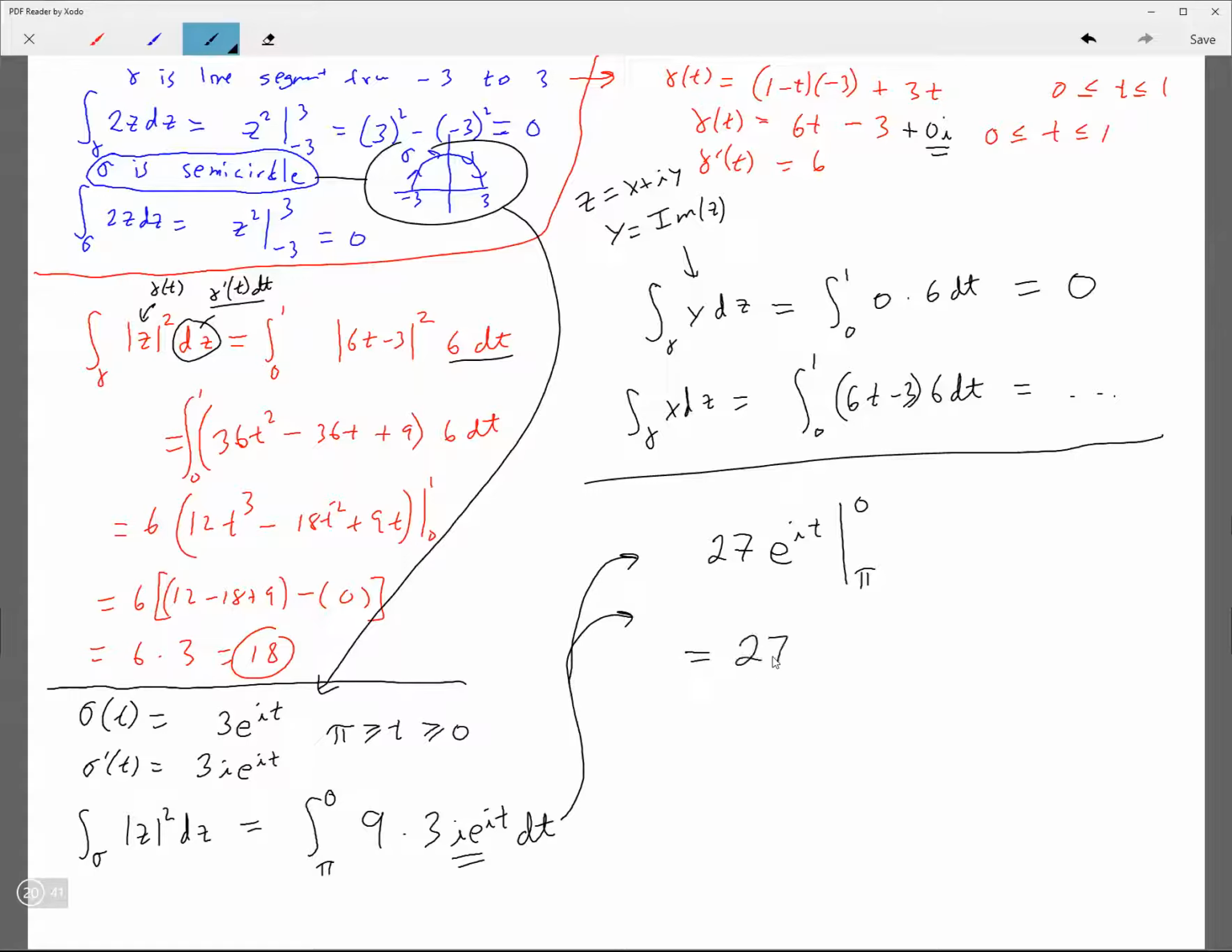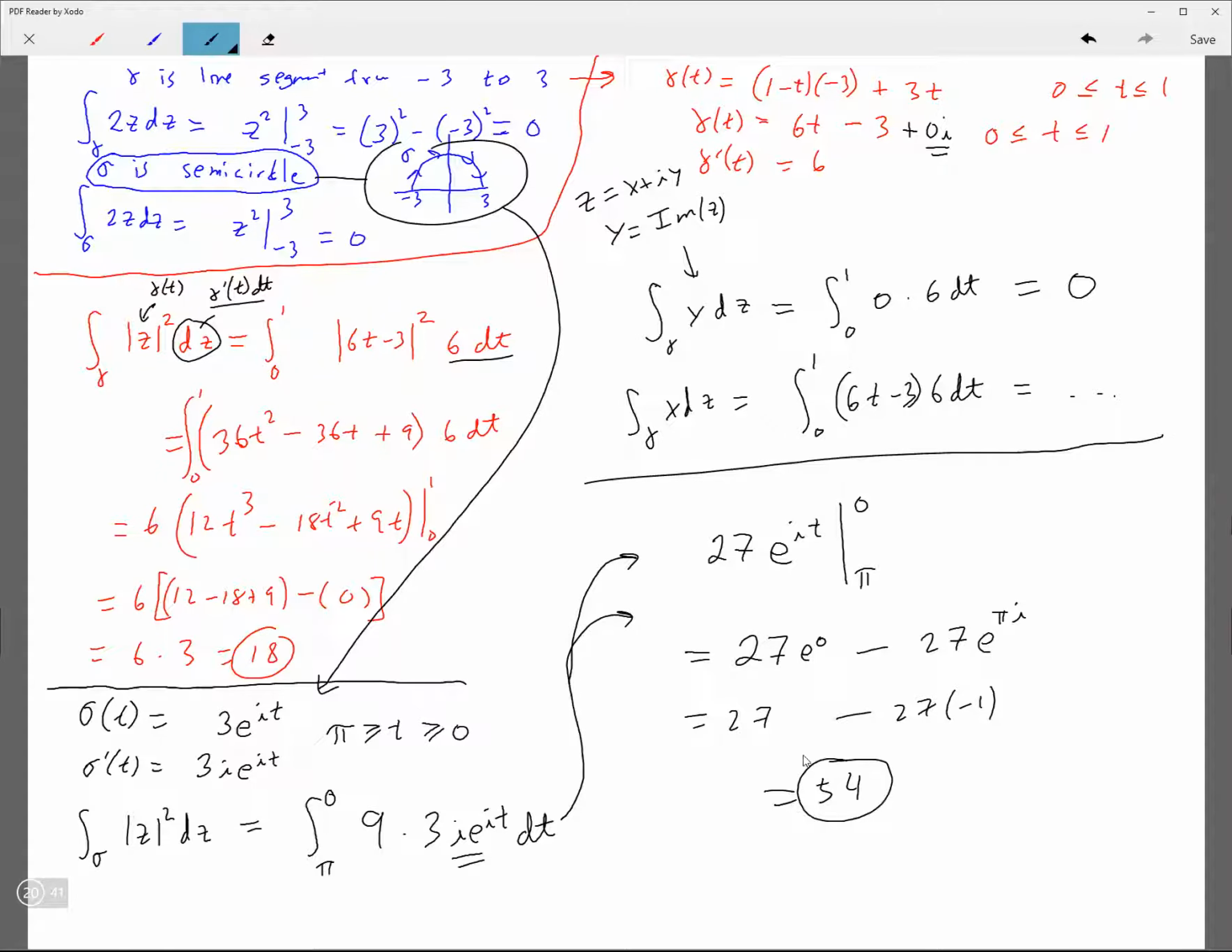So you plug in the top limit first, 27e^0 minus 27e^(pi i). So plugging in 0 first, that's going to be 27 minus, let's see, what's this going to be? e^(pi i) is -1. And so that's going to be 54.